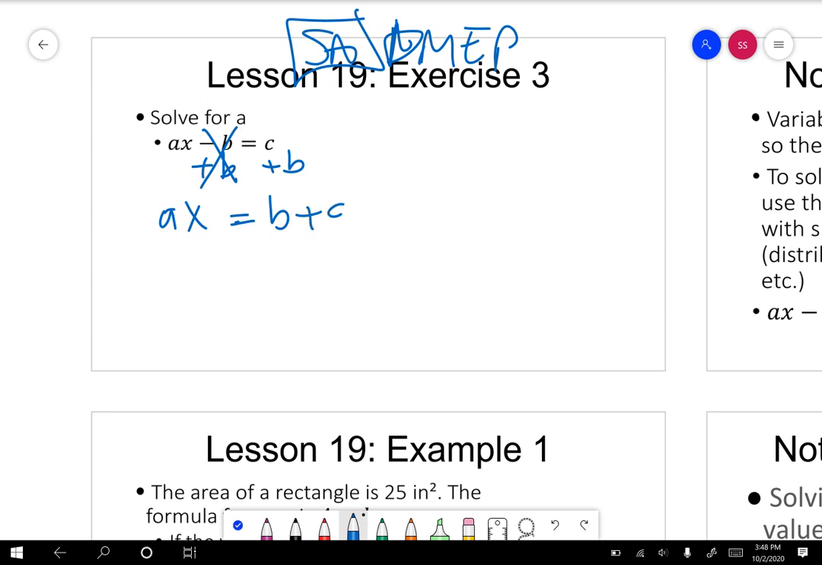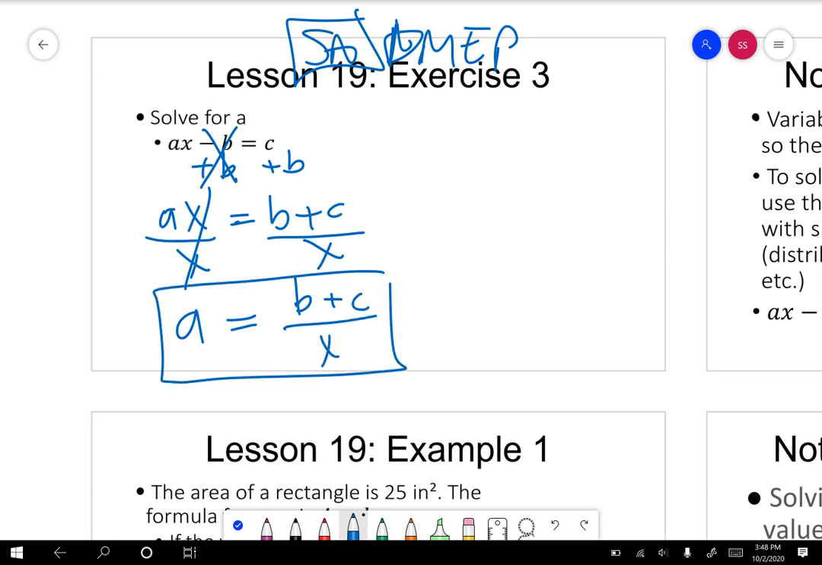So that's the same first step we did last time, but now we need to get a by itself, not x. So instead of dividing by a this time to get rid of it, we're going to divide by x to cancel the x out, right? Because a is the one we want to isolate. So our answer then, when we solve for a, would be (b plus c) divided by x equals a.